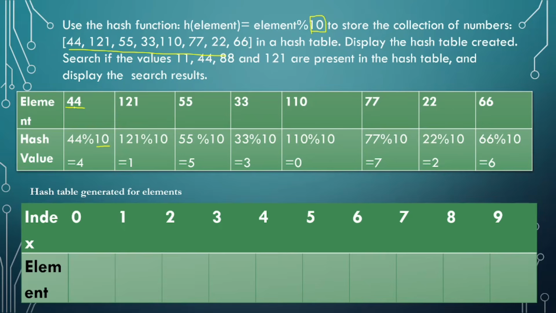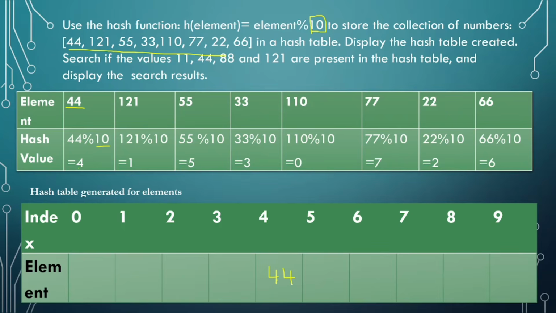Okay, now I'm taking the 44. You are going to find out which index this 44 element is going to take. So you are going to find the remainder. 44 modulo 10, what is the remainder? 4. So 4, what is the position? This is the position of 4. It will be placed here: 44.